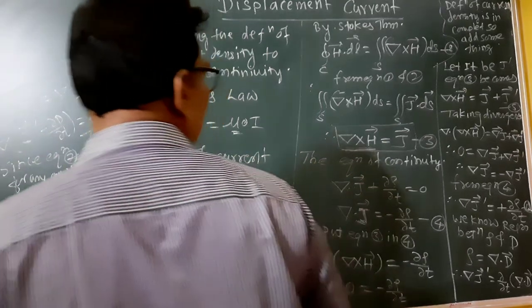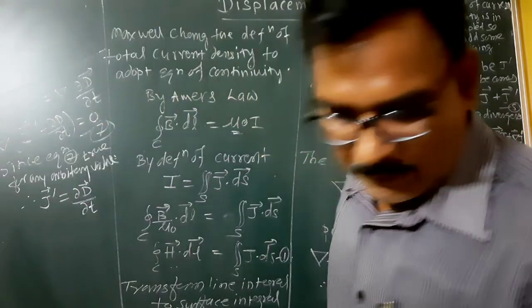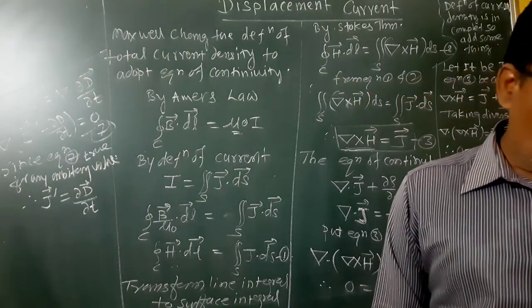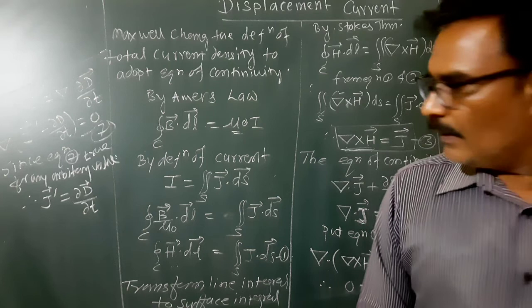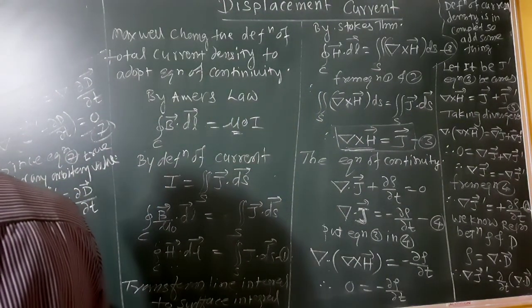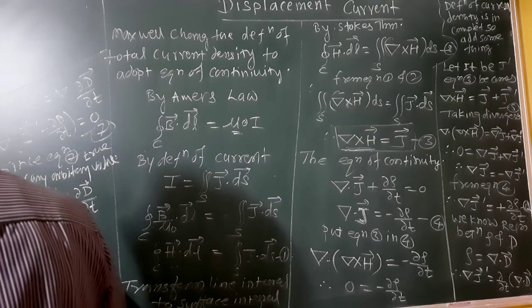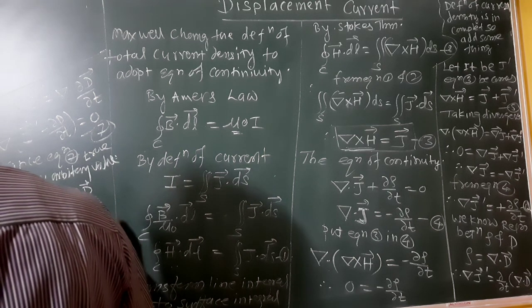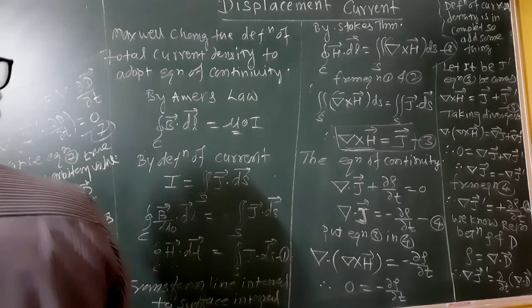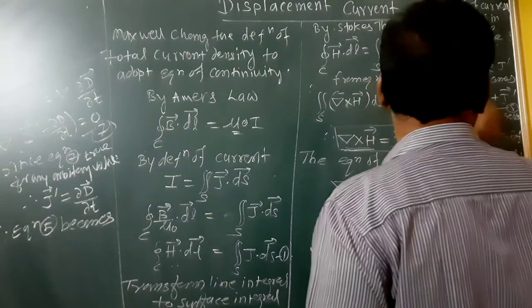Put this value in equation 5. Therefore the modified form of Ampere's law: equation 5 becomes the modified form of Ampere's law. This is equation 5.